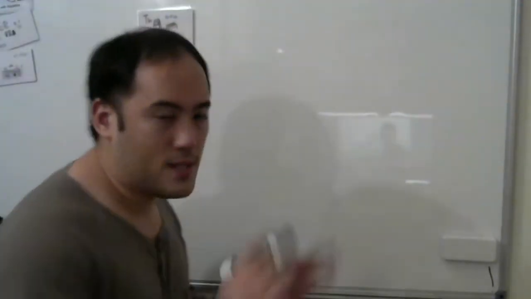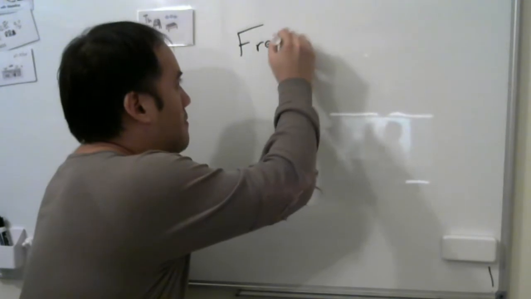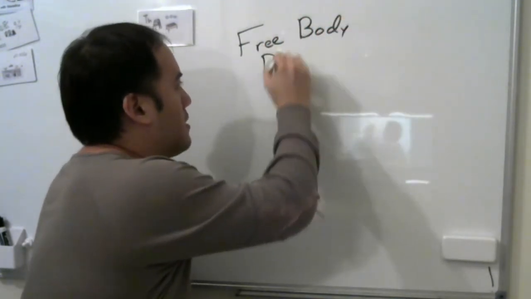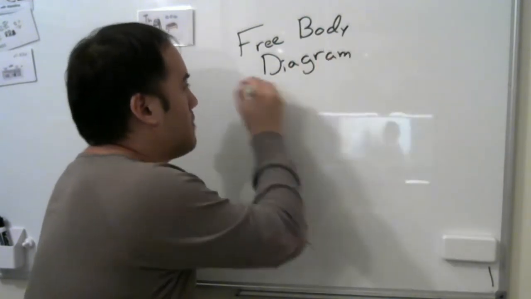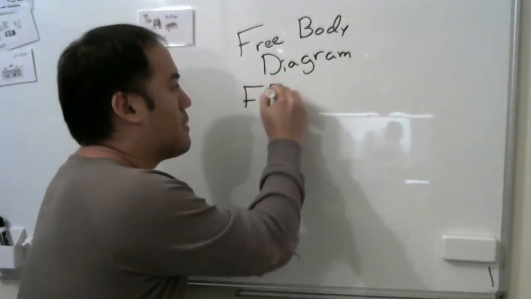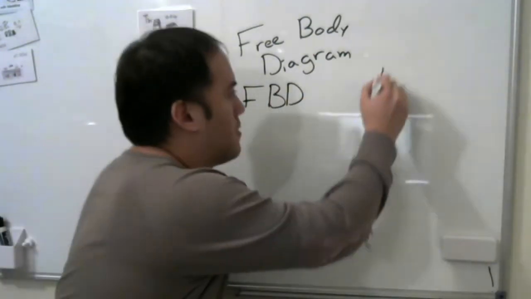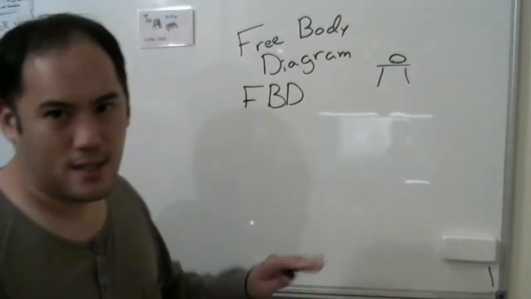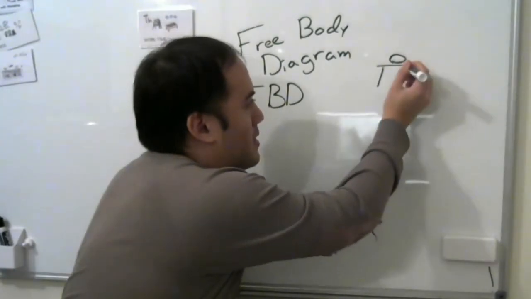This is called a free body diagram, also known as a force diagram. But for some reason, physicists like to say free body diagram or FBD. So the table with the rock might look like this. I'm not an artist, as you can tell. But you don't need to be an artist.